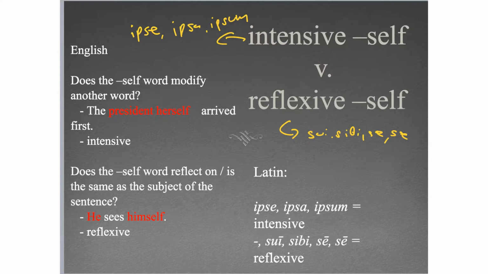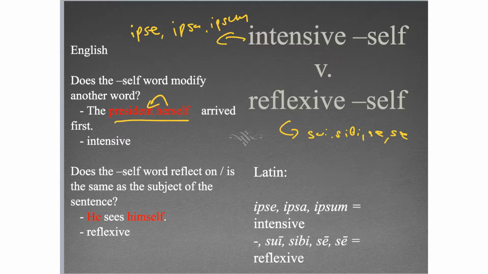All right, so does the self word modify another word? So, the president herself arrived first. You can see that herself goes with the president, intensifies the noun there, and does so by agreeing with it or modifying it. The reason it's called the intensive is that it obviously intensifies whatever it goes with, and it usually emphasizes that whatever word it's going with is more important, more notable, more something than otherwise.